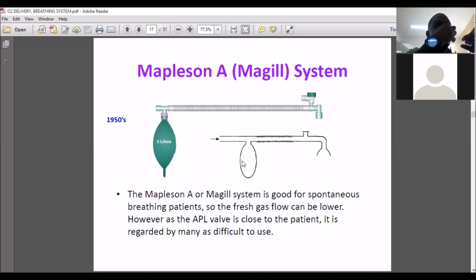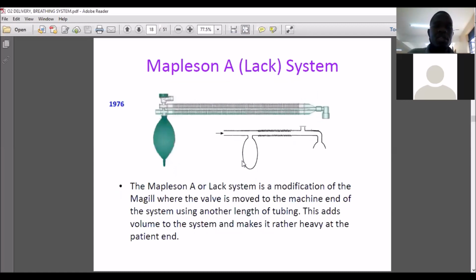They are saying the valve is nearer the patient, so they couldn't easily control the valve. So in 1976, they modified it. It is still the same system. However, they moved the valve further. The valve now is near the bulb, okay?